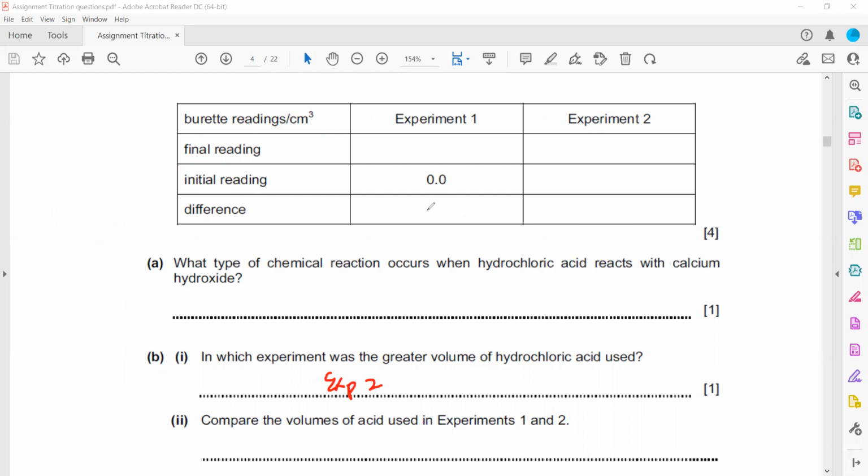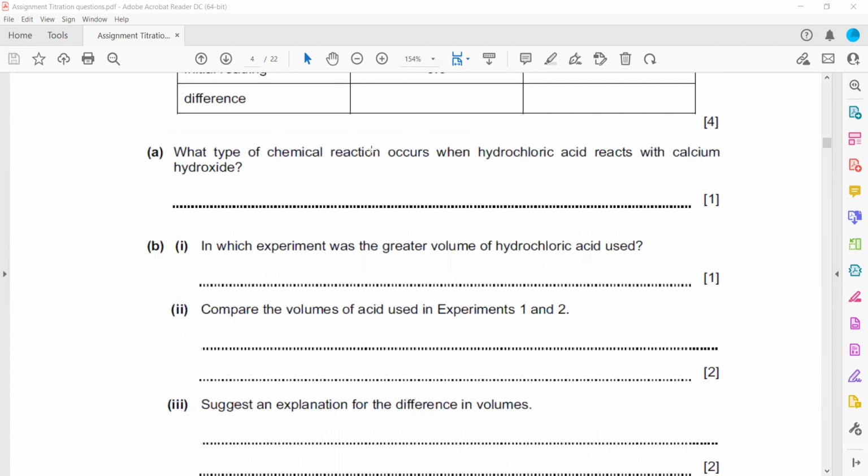Compare the volume. When we compare the volume, you just have to write a ratio here. When you take the simplest ratio, you divide by the smallest value. So the ratio is 1:2. So how do you write it? You will say that in experiment 2, the volume is twice, double, compared to experiment 1.